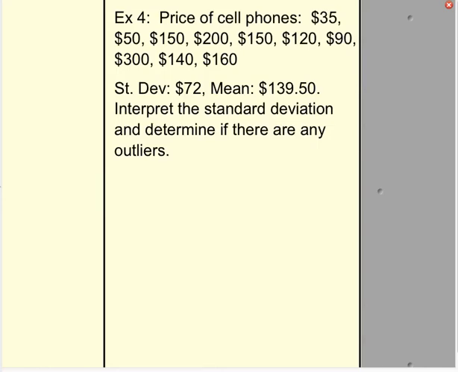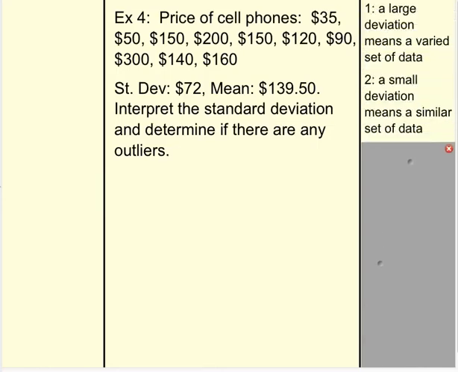Last example, again, let's analyze that standard deviation. I'm looking at a standard deviation of $72. And when we're talking about the price of a cell phone, that sounds fairly large to me, that the difference in prices would be $72. So I'm going to say high variability. That just means the phone prices are highly different from one another. They're not all similar, they're not all grouped around the same amount. They have a wide range.